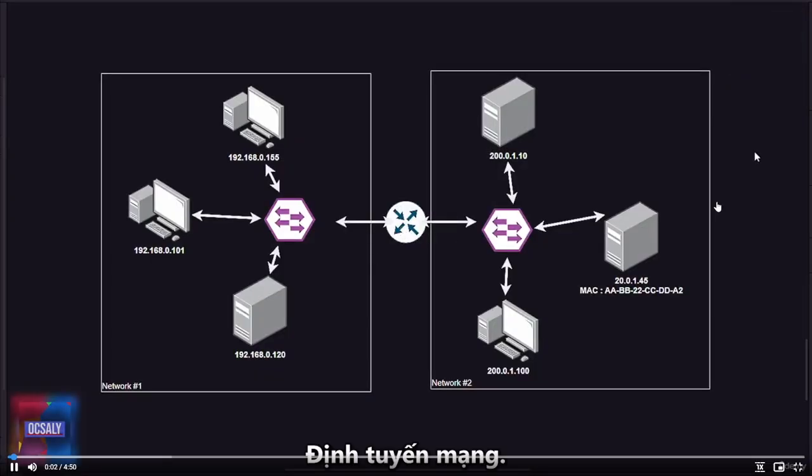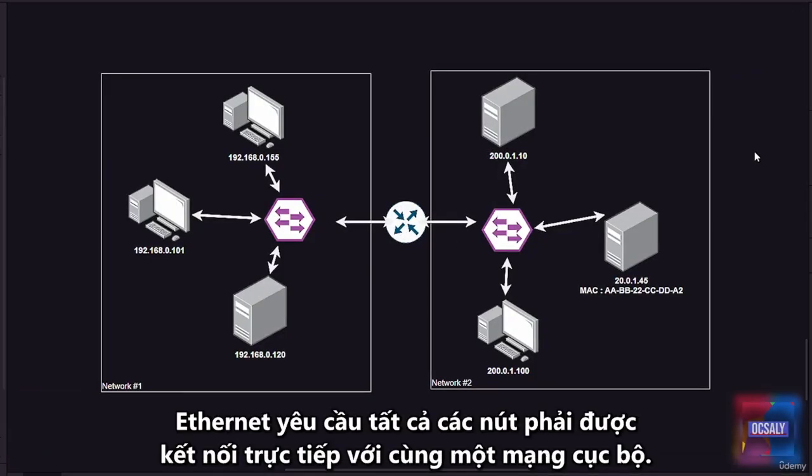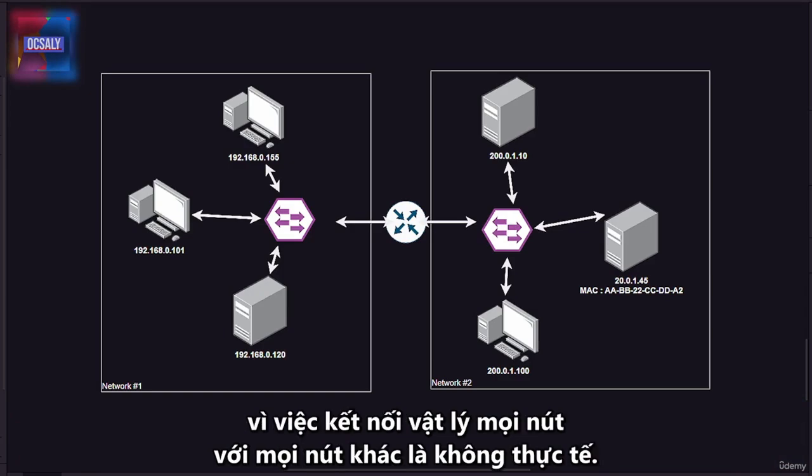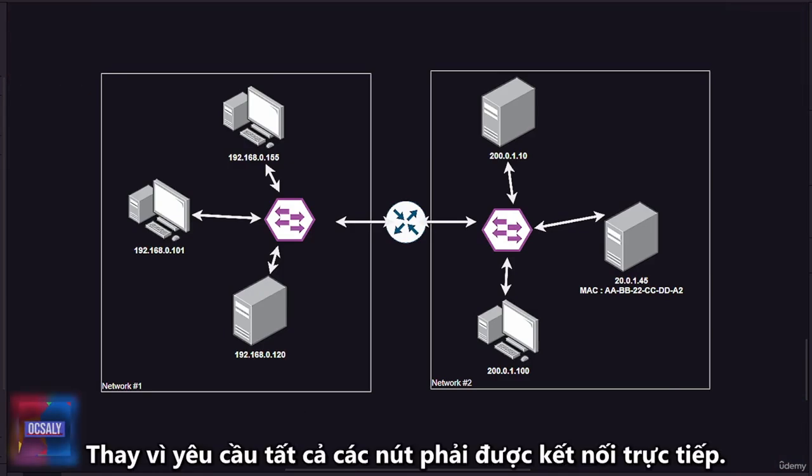Network routing. Ethernet requires that all nodes be directly connected to the same local network. This requirement is a major limitation for a truly global network because it's not practical to physically connect every node to every other node.